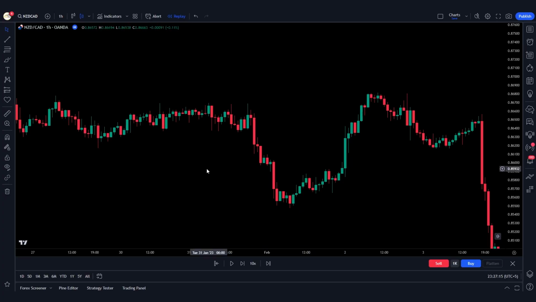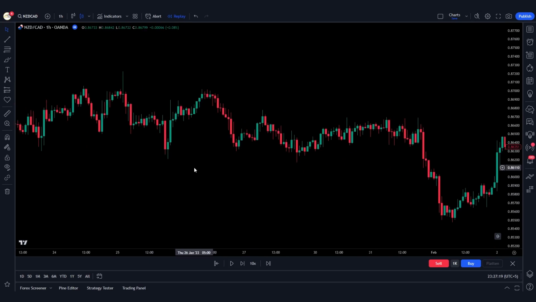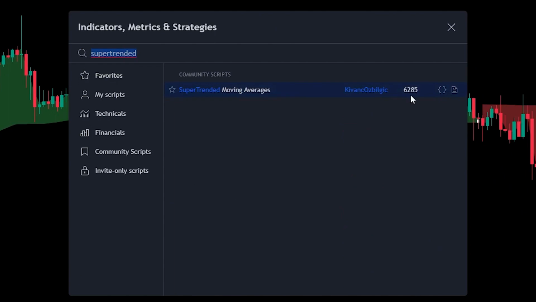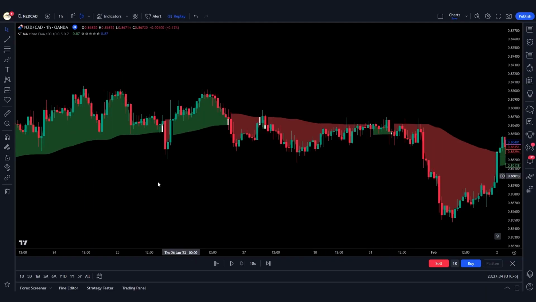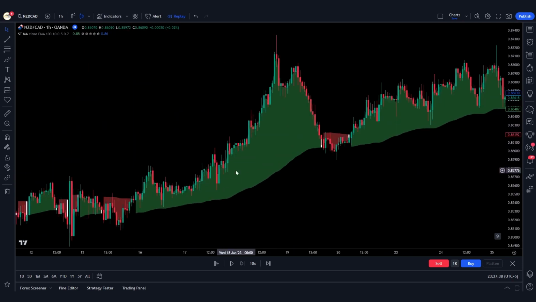Now, before we go ahead and talk about the trading strategy, first of all, we're going to need to set up the indicators. And for that, let's go towards the indicator tab. And here we're going to search for the Super Trended Moving Averages indicator by QS Oz Belgic, and we're going to add this to a chart. As you can see, this indicator has 6,200 likes, which is a lot to show that this indicator works very well.